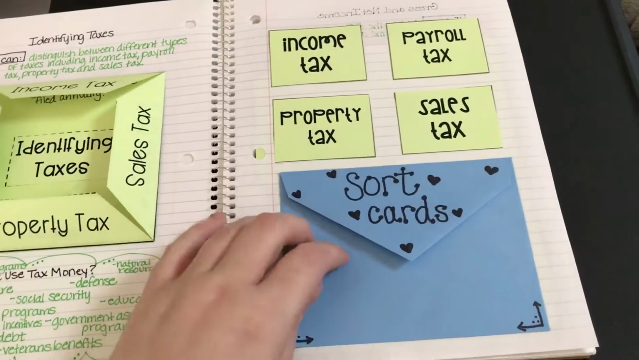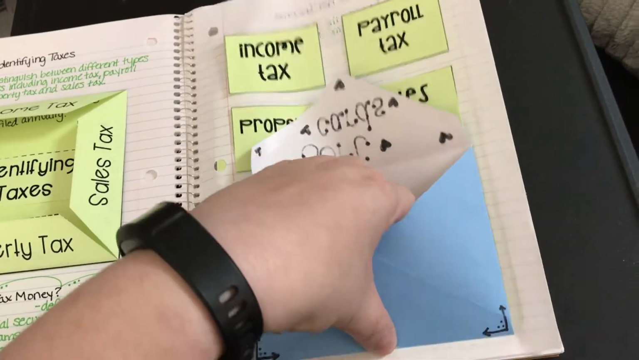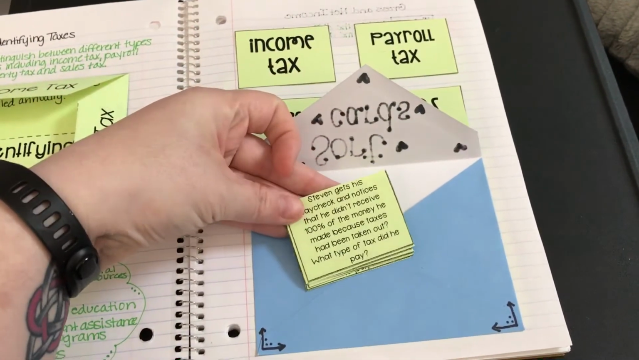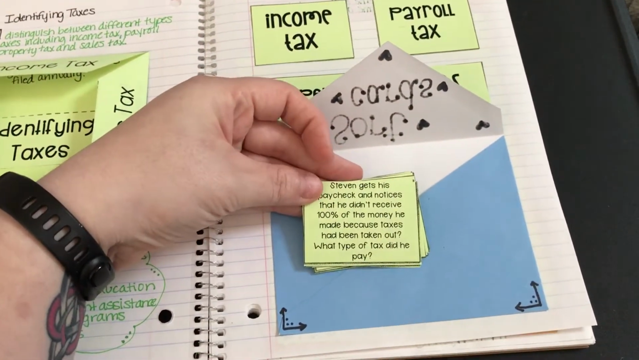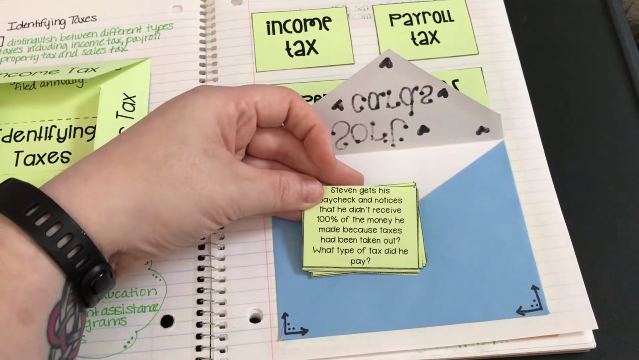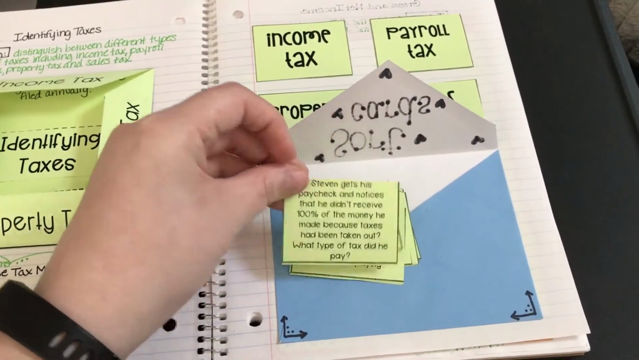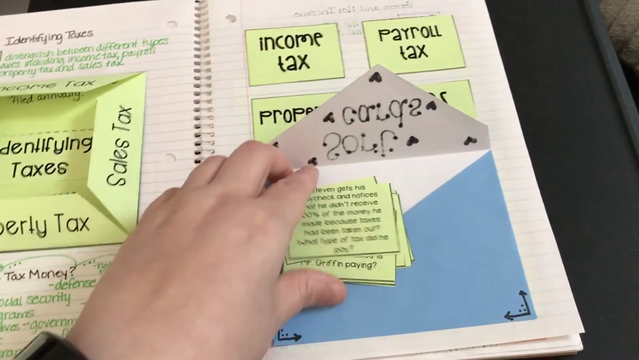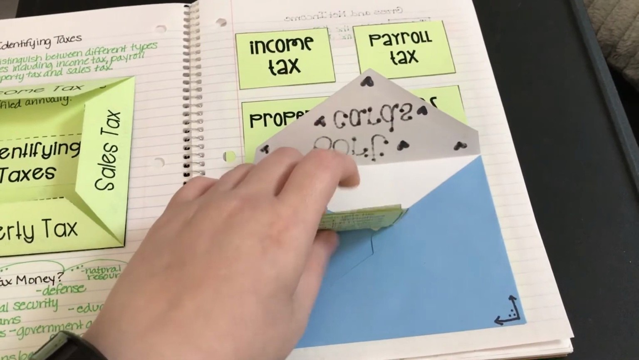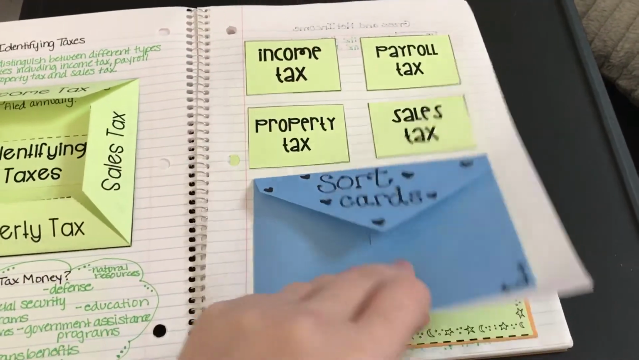And then the output activity for this is a sort, and it's using these different cards to sort the statement into what type of tax. So Stephen gets his paycheck and notices that he didn't receive 100% of the money that he made because taxes had been taken out. What type of tax did he pay? He paid payroll tax. So there we go. Tuck that back in.